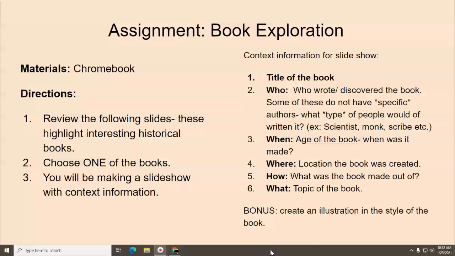The when, what is the approximate age of the book? In other words, what time period does it come from? The where is the location the book was created. The how, what was the book made out of?